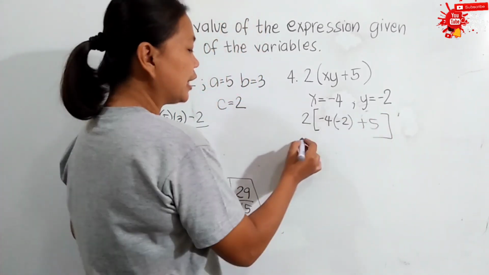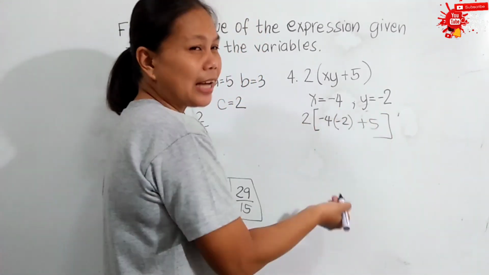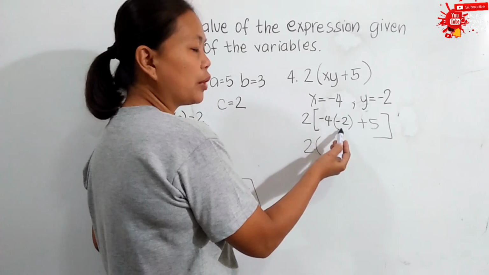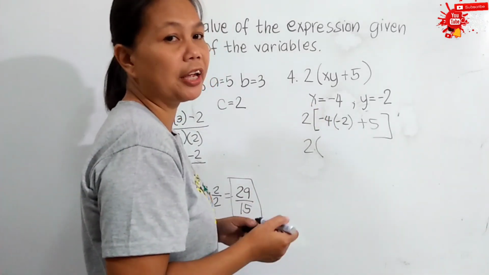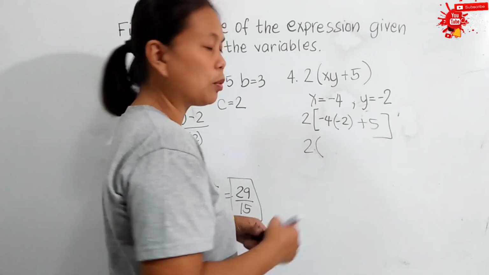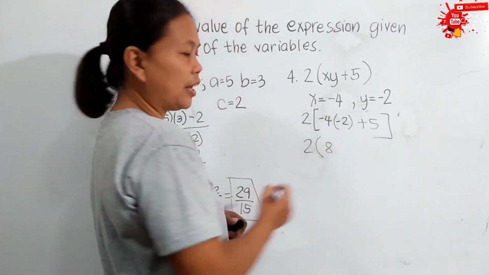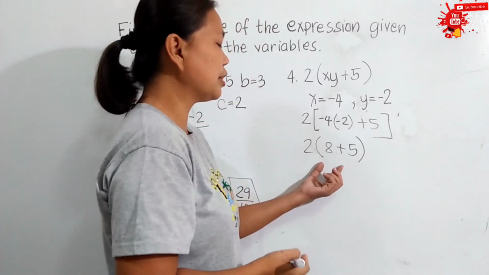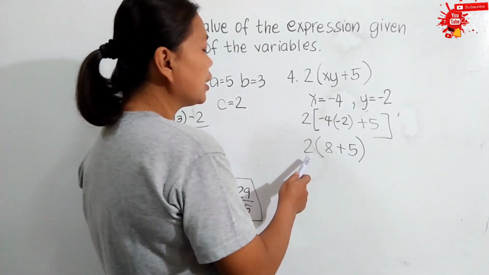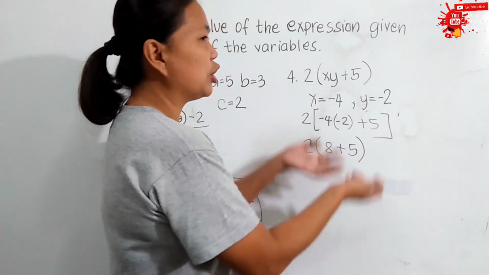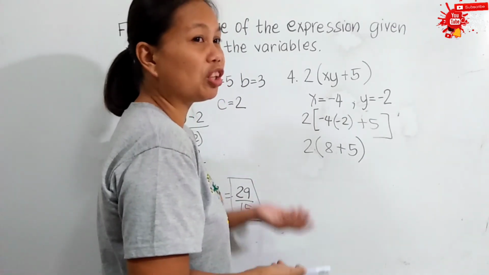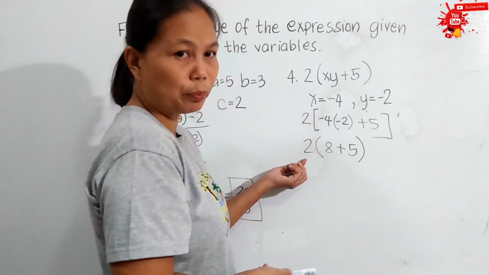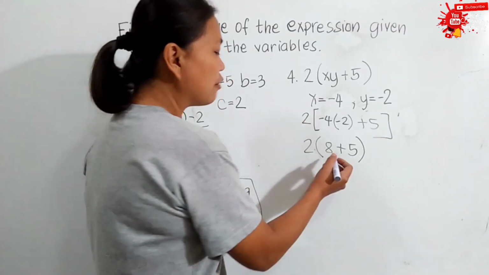Okay? Then, let us simplify the statement inside the grouping symbol. So, following the GEMDAS rule, we can have negative 4 times negative 2. So multiplication by common sign. So the product is positive. So the product is positive 8 plus 5. So we can now go back to the grouping symbol with parentheses. Okay? And any grouping symbol, when we have the number outside it, it means that we're going to multiply that particular statement inside the grouping symbol by the number outside the grouping symbol. Okay? So we have here 8 plus 5.